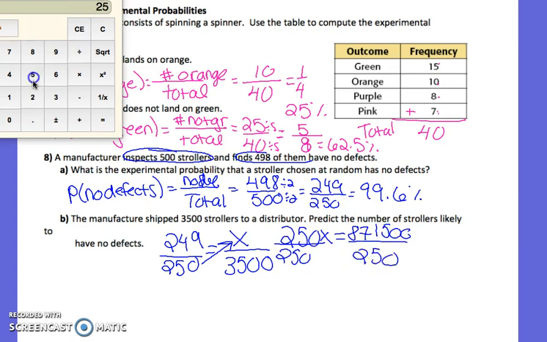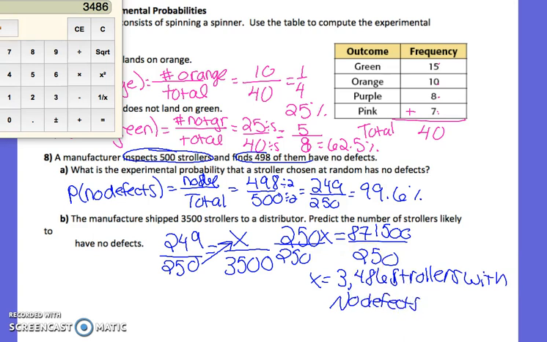Divided by 250, and you get x equals 3,486 strollers with no defects.